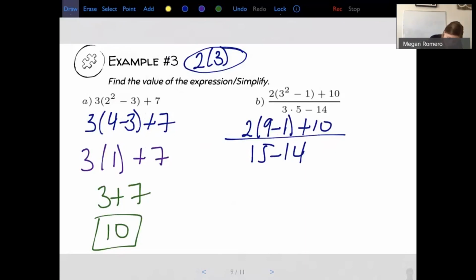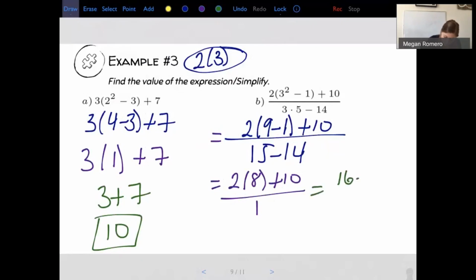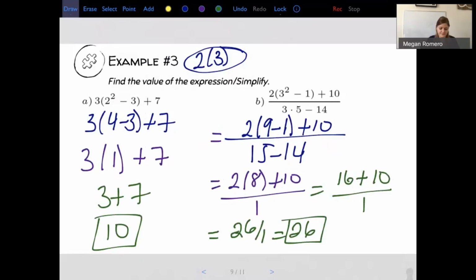Moving on, this should be equals. In the numerator, 9 minus 1 is 8. We have plus 10. And then in the denominator, 15 minus 14 is just 1. In the numerator, we have multiplication, 16 plus 10 over 1. And we keep going. Last, we have addition. So we have 26 over 1. And so the final answer is just 26.